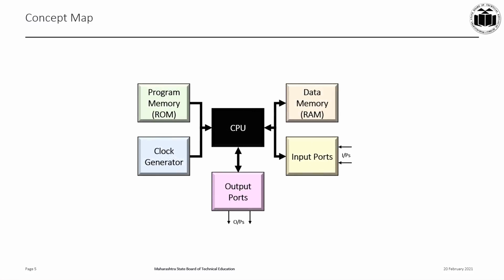The concept map over here shows the building blocks of a microcontroller. The central processing unit is shown in the center, and the other building blocks are the program memory ROM, the data memory RAM, clock generator, the output ports and the input ports.